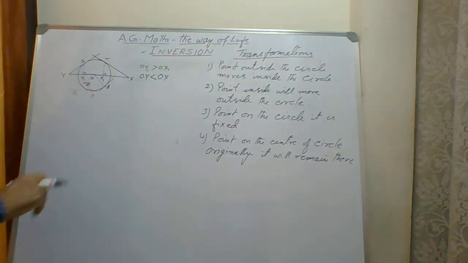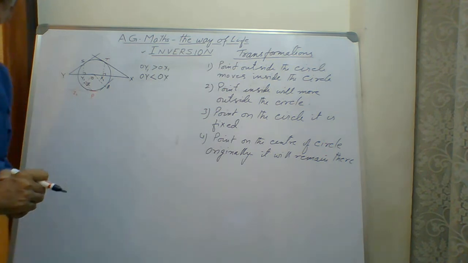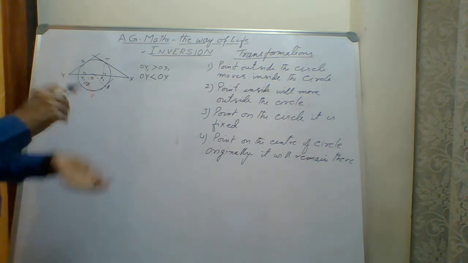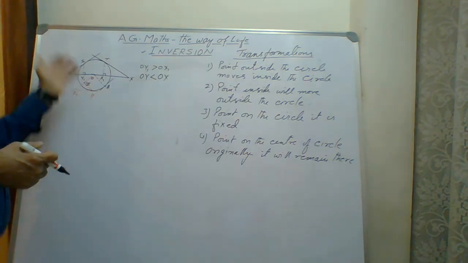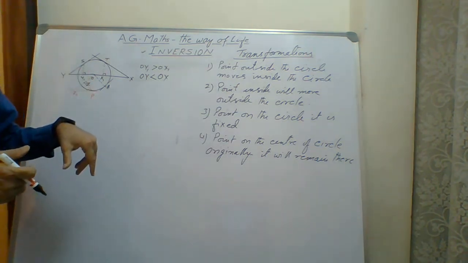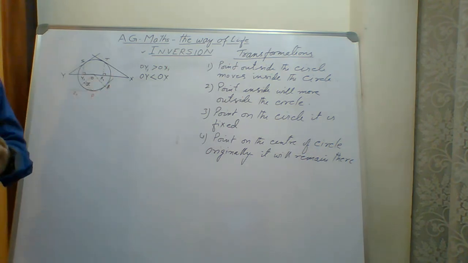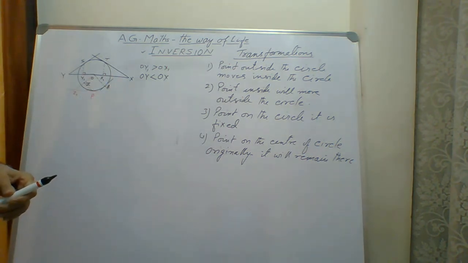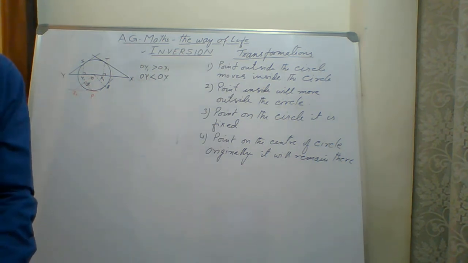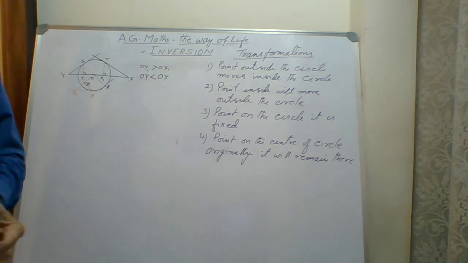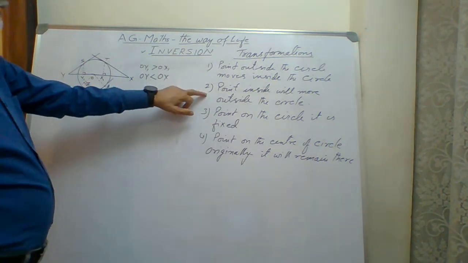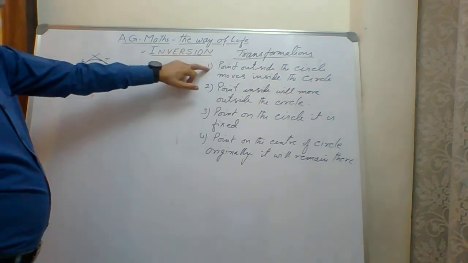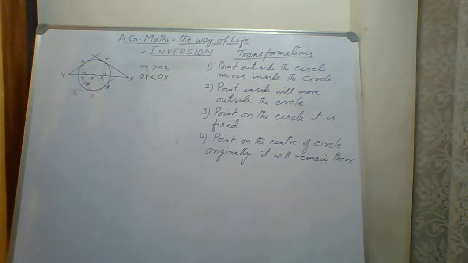Why does it remain there? Because from O, can I draw any line connecting the point? The point is at O itself, so there's no question of drawing any line, or a tangent from it to the circle. So ultimately it remains there itself. So this is what happens to the points: those at the center stay, those on the circumference stay, those which are inside will go outside, and those which are outside will come inside. Fine.